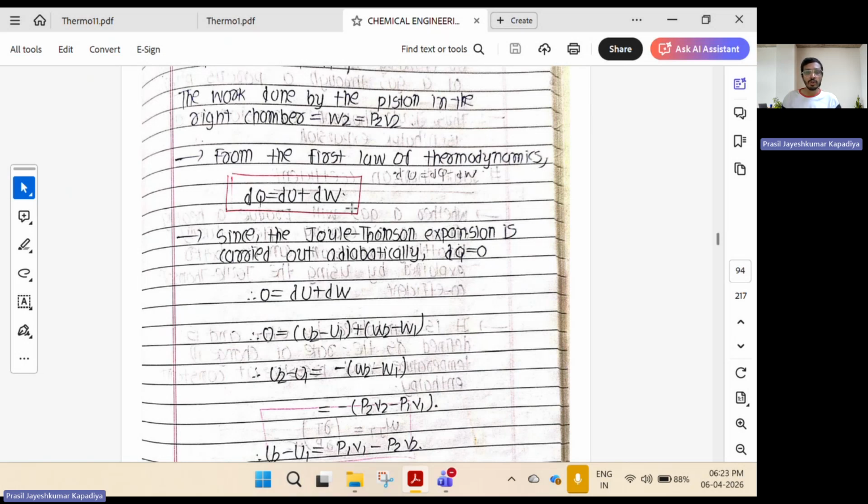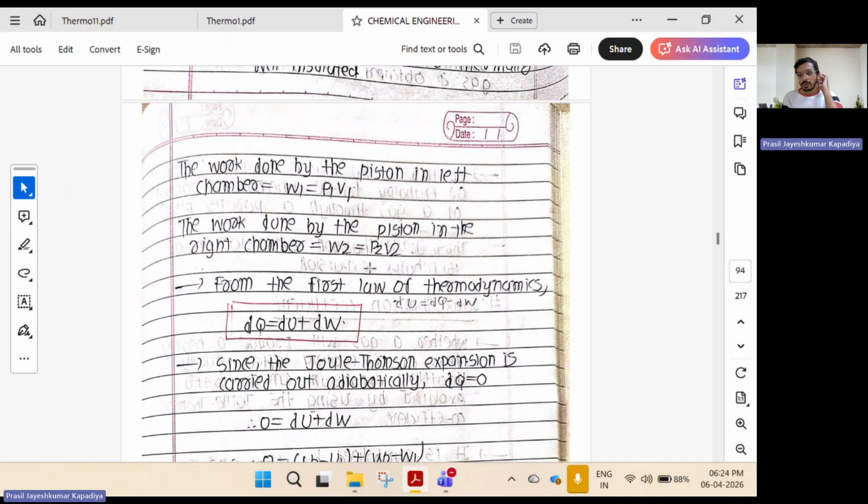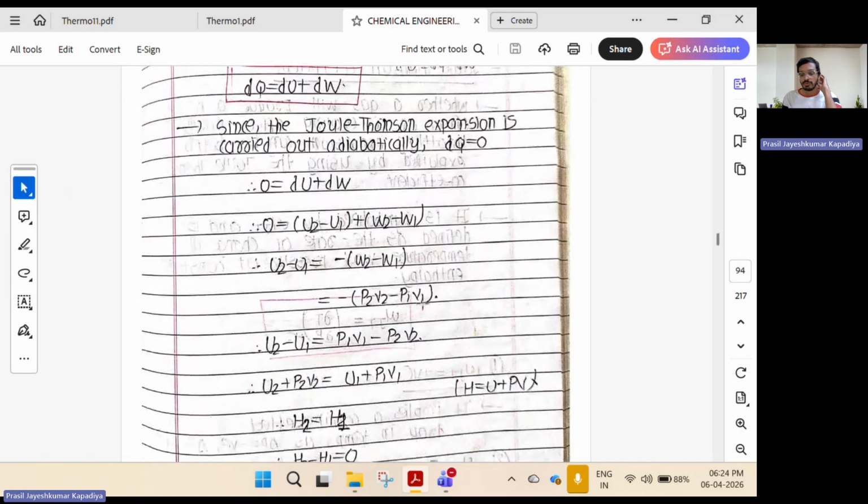Now we know that this Joule-Thomson expansion is carried out adiabatically. So there should be no term of q. So dq is equal to 0. So we have 0 is equal to dU plus dW. So 0 is equal to delta U, U2 minus U1, plus delta W, W2 minus W1. So U2 minus U1 is equal to minus of W2 minus W1. So W2 is equal to P2 V2 and W1 is equal to P1 V1. So U2 minus U1 is equal to P1 V1 minus P2 V2.